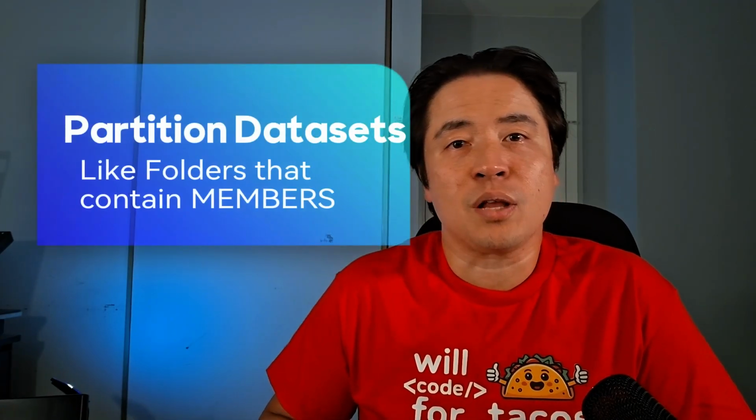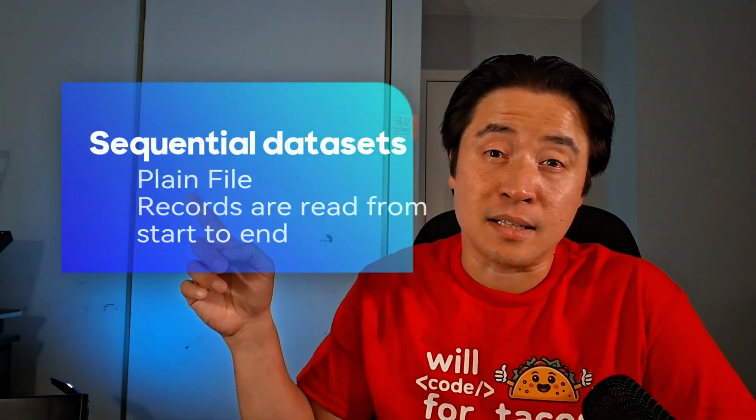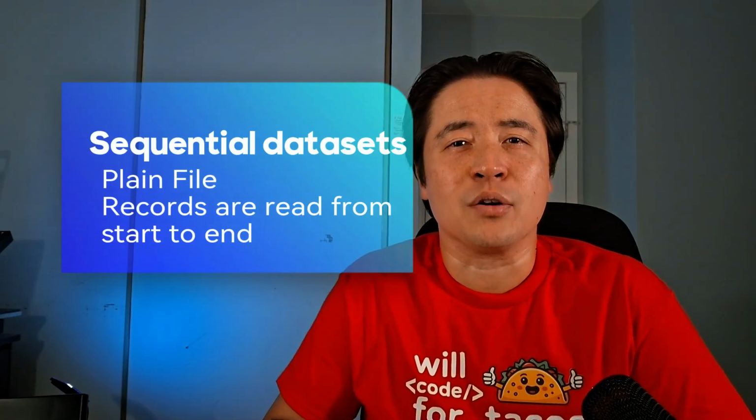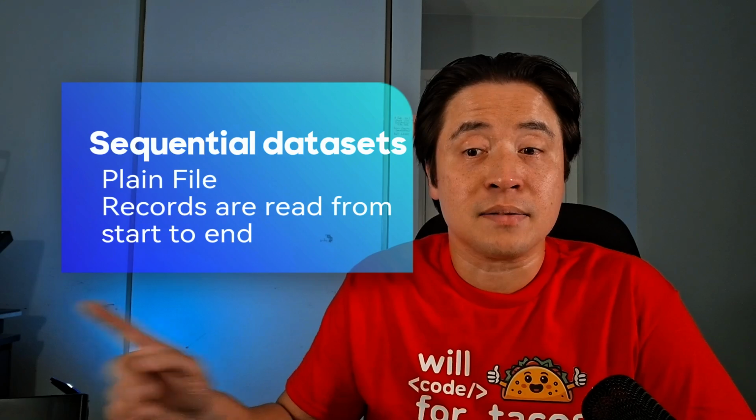Partitioned datasets are like folders, which contain multiple members. Every row in a member is a record. Sequential datasets, think of them as plain files that contain records. Records are stored one after the other, like lines in a text.